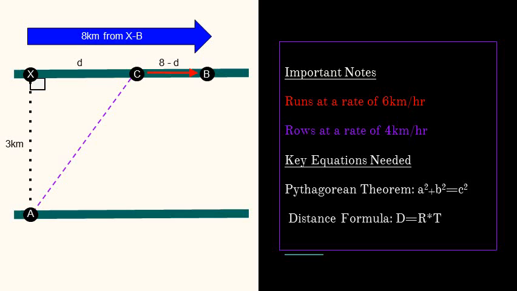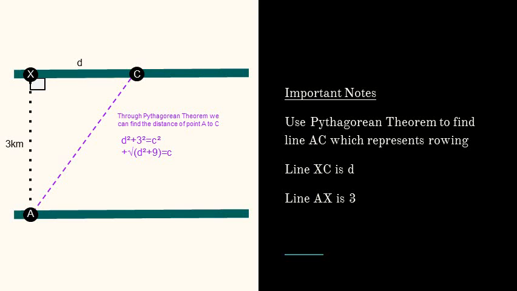Key equations needed to make our function are the Pythagorean theorem and the distance formula. In the problem, we know that he runs at a rate of 6 kilometers per hour and rows at a rate of 4 kilometers per hour. Because AXC is a right triangle, we can use the Pythagorean theorem to find distance AC.